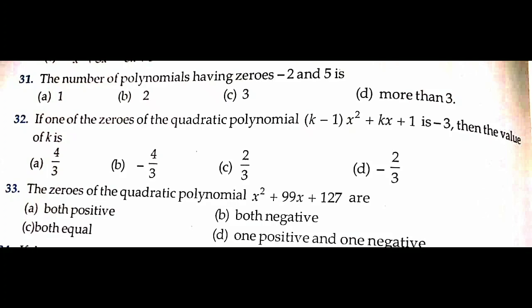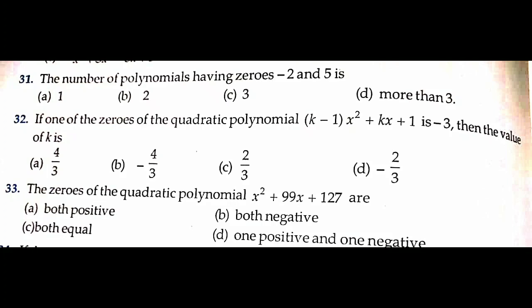Then next question, if one of the zeros of the quadratic polynomial k minus 1 x square plus kx plus 1 is minus 3, then the value of k is. Here it is already given that one zero of the quadratic polynomial is minus 3. So if we put the value of minus 3 in place of x, after simplification we have 9k minus 9 minus 3k plus 1 is equal to 0. Then 6k is equal to 8. Therefore k is equal to 4 by 3. So the right answer is option A, that is 4 by 3.